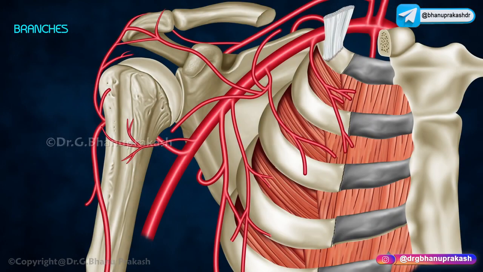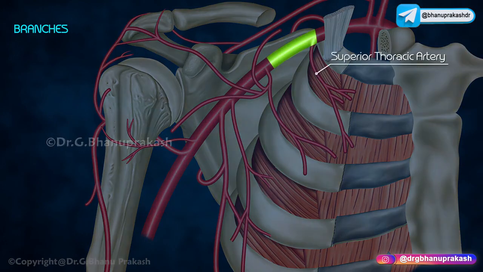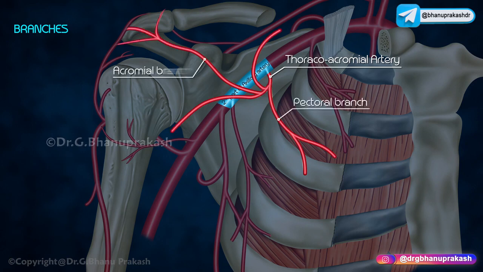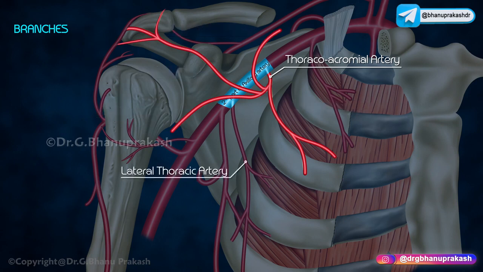Branches of the axillary artery. Superior thoracic artery arises from the first part of the axillary artery. Thoracoacromial artery arises from the second part of the axillary artery and gives off 4 branches: pectoral, acromial, clavicular, and a deltoid branch. Lateral thoracic artery also arises from the second part and gives off several mammary branches.